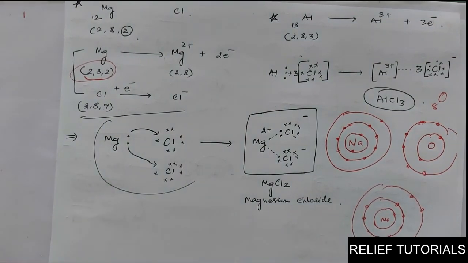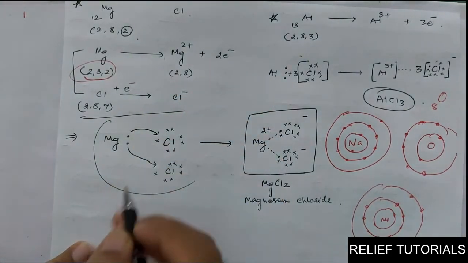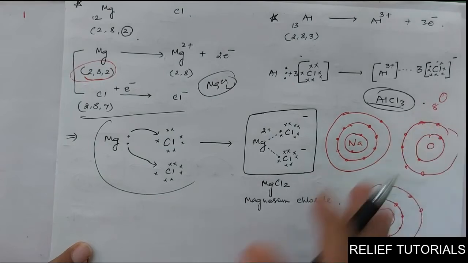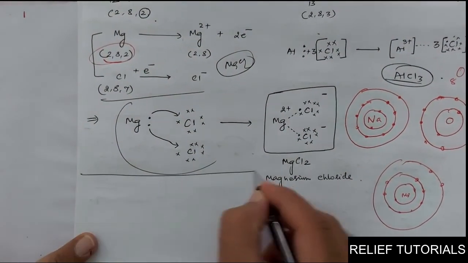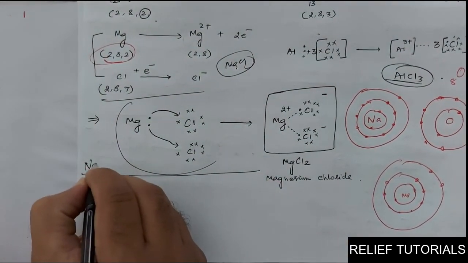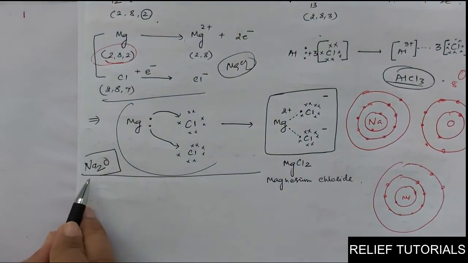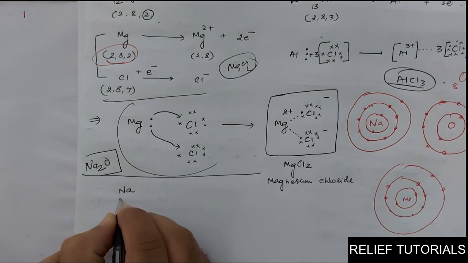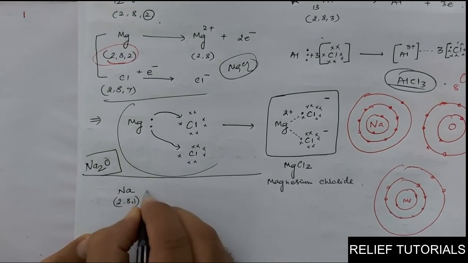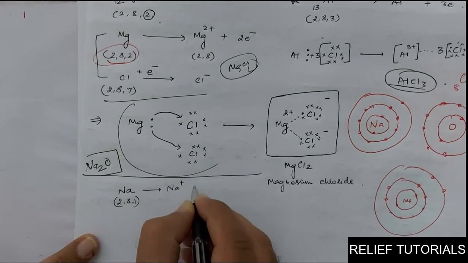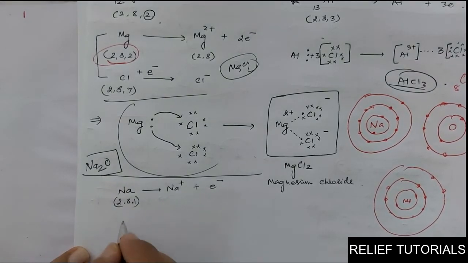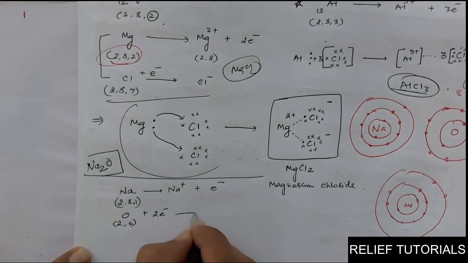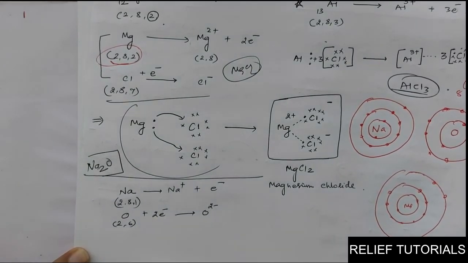Next topic is to show the formation of Na2O. Just like we have shown the formation of MgCl2 and AlCl3, how will you explain the formation of sodium oxide, Na2O? First of all, you will write the ionization of sodium. Sodium is 2, 8, 1, so it is going to lose 1 electron from the outermost orbit. Oxygen, atomic number 8, so 2, 6, is going to gain 2 electrons. So it forms O2 minus.